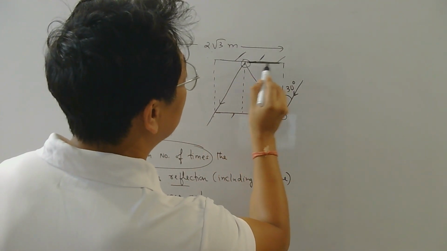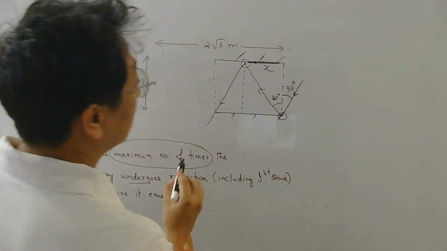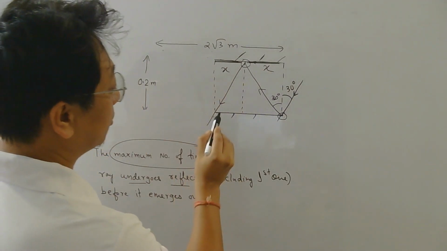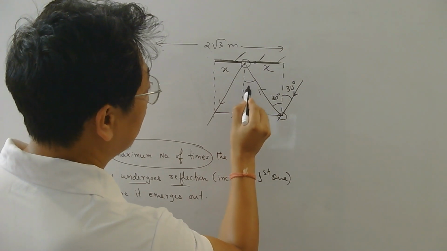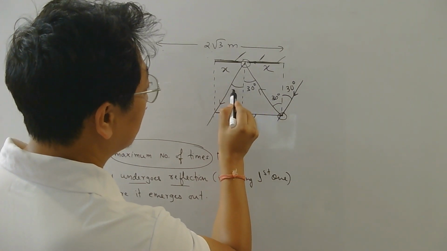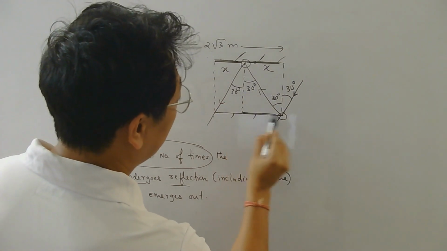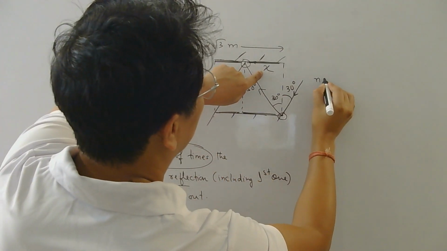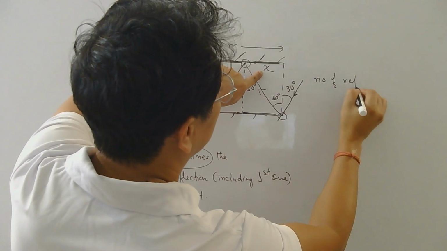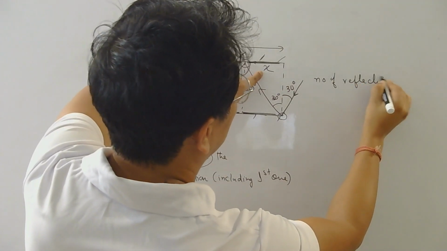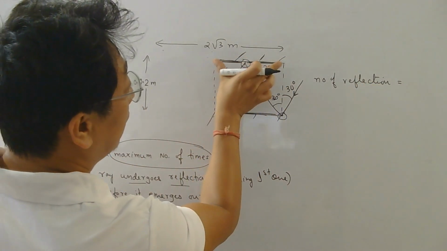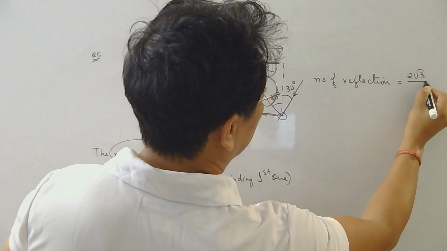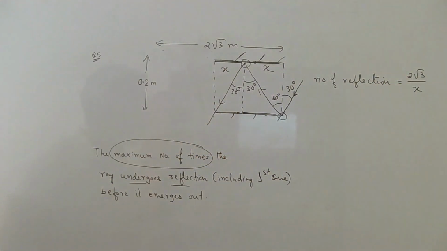Remember, this distance, if I write it as x, then by geometry this distance is also x, because this angle is 30, this is also 30, this is also 30. So this is x, this is x. So you can see then the number of reflections will be simply this whole length, which is actually in the problem 2 root 3, divided by x, isn't it?